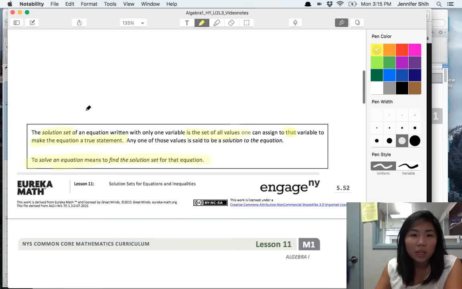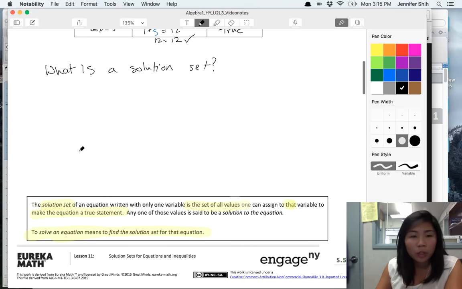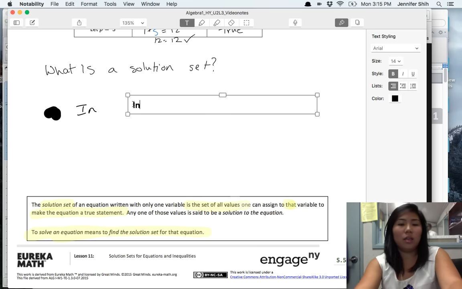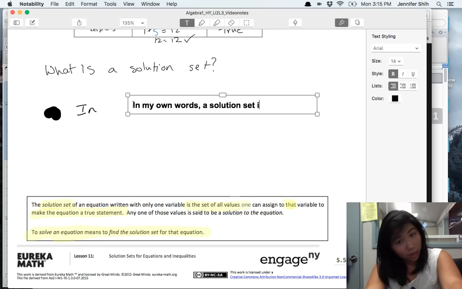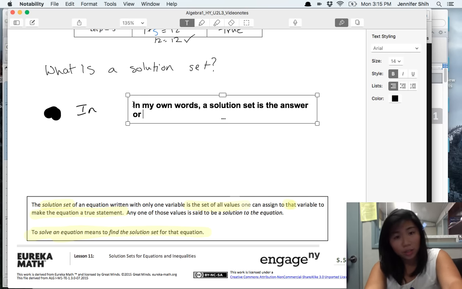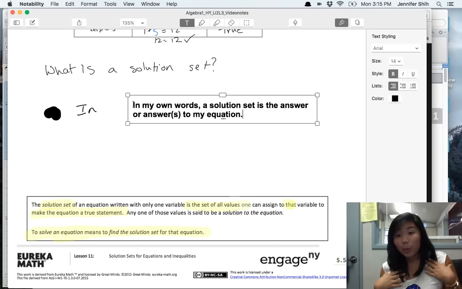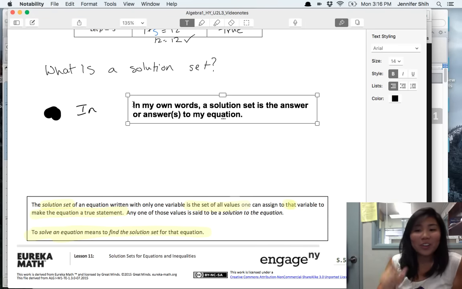In your own words, when there's a vocabulary word, you're going to write the formal definition, which is down here. And then in my own words, you can write: a solution set is the answer or answers to my equation. Maybe they're similar to your own words, but you're going to write that down because we're going to be using the word solution set a lot.